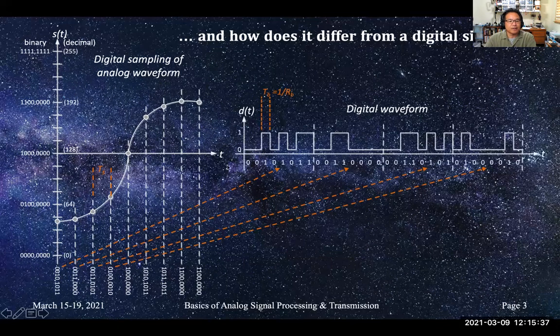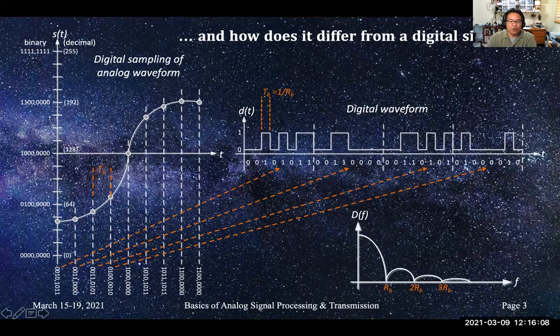For the digital output, I've serialized the first 4 digital words here as 4 sequences of digital 8-bit words, and its bit rate is RB. It's 8 times the sample rate R sampled, which is 1 over t sample. And it has a spectral response as shown here, power versus frequency, a sinc function, or a sin x over x function, where the first null occurs at RB. So if you had 10 megabits per second, this would be 10 megahertz, and this is DC.